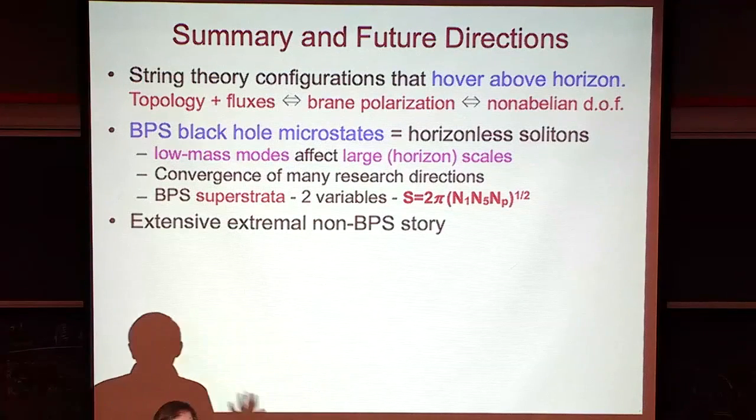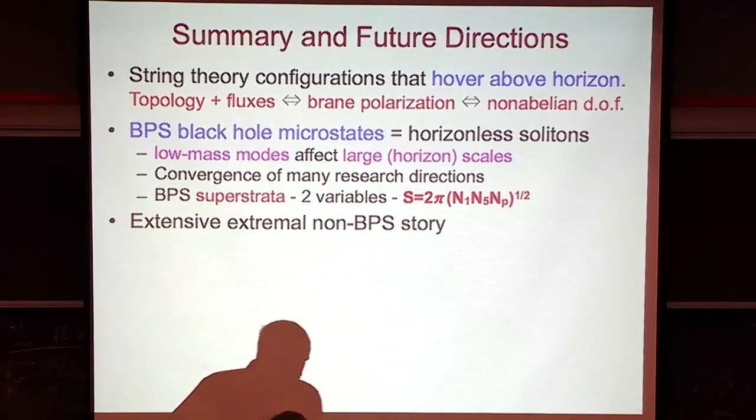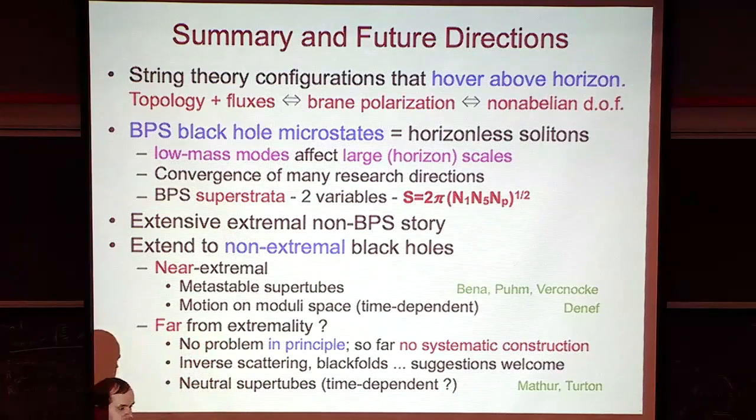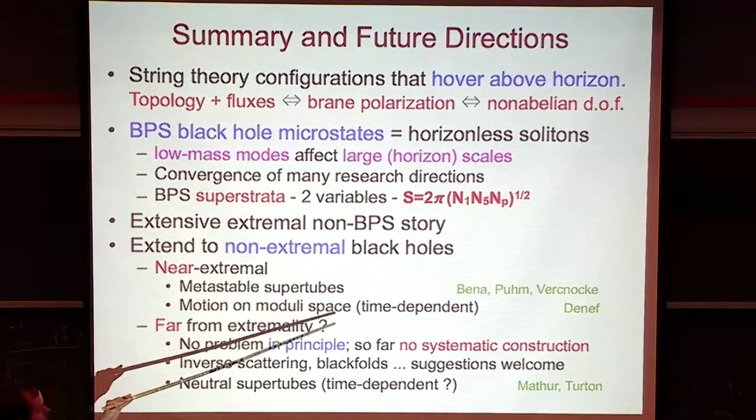For extremal, we have an extensive story. I didn't tell you anything about it. We just have a huge number of solutions which are extremal non-BPS. We can play with them and so on and so forth. And then for non-extremal, essentially we can do 2 things. We can go to near-extremal, and we have done this using metastable supertubes.